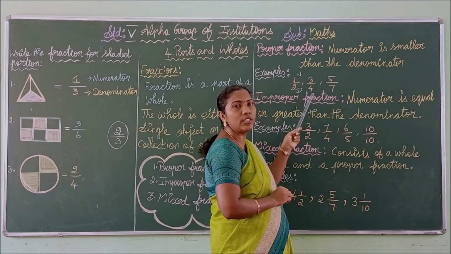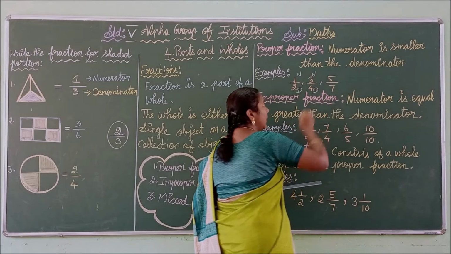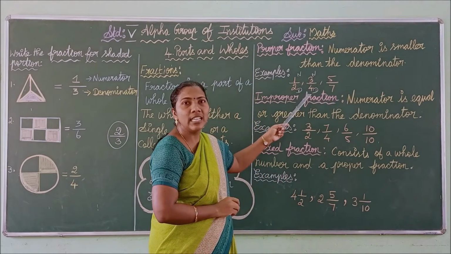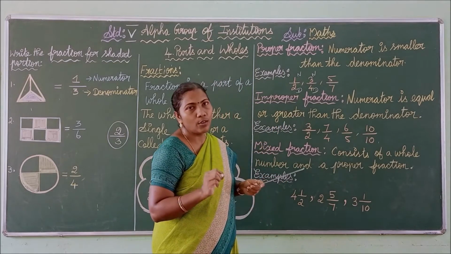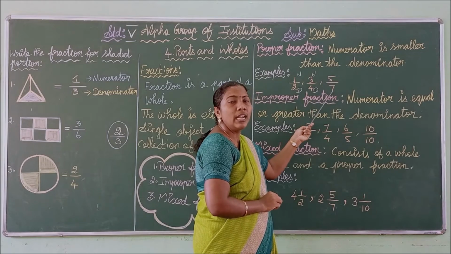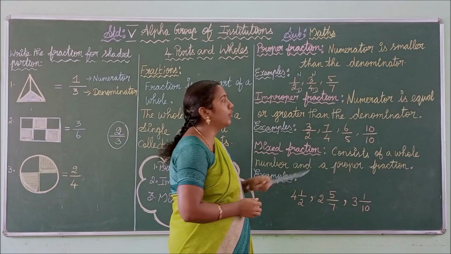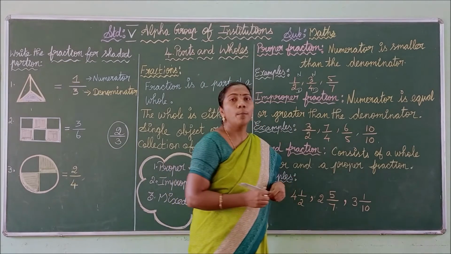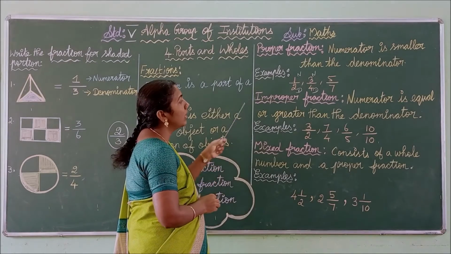3 by 4. Which is the numerator? 3. And which is the denominator? 4. Here also the numerator is less than the denominator. So you have to call this fraction a proper fraction. See here, 5 is the numerator, 7 is the denominator. Thus the numerator is less than the denominator. So you have to call this fraction a proper fraction. Do you understand, children? See the next one.